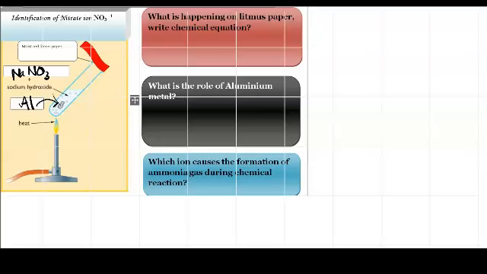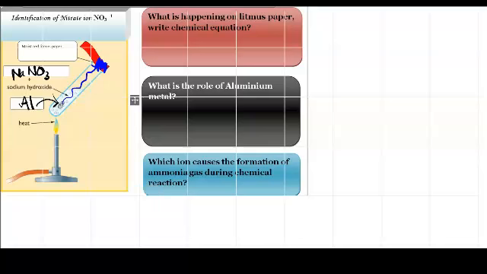So this is aluminum foil. What happened? After some time, a gas evolved which turned red litmus paper blue. So this is the whole experiment which we have already done. Now I would like to explain this experiment by dividing it into three parts. In the first part, what happened?